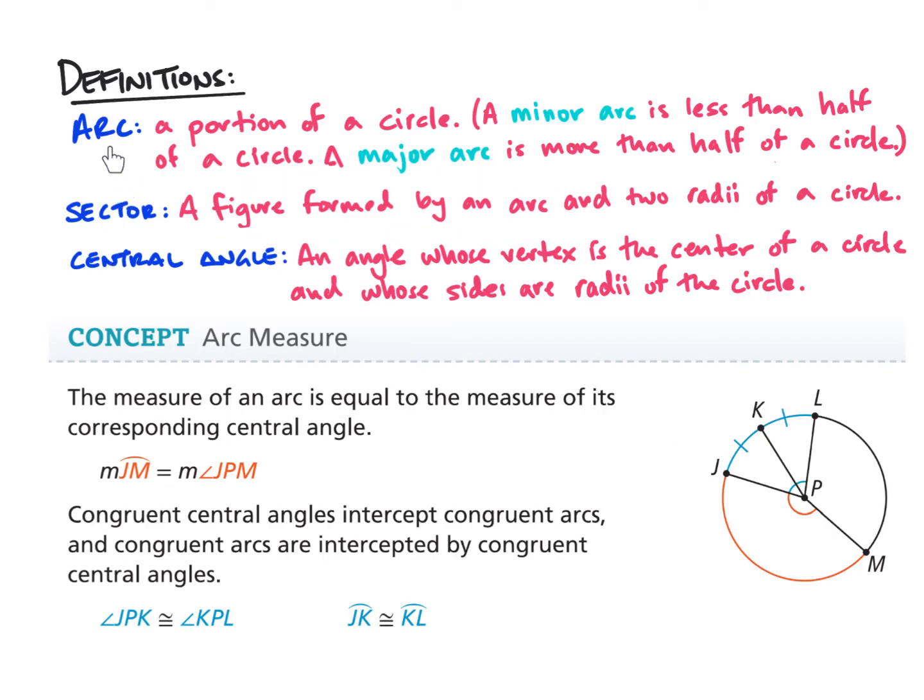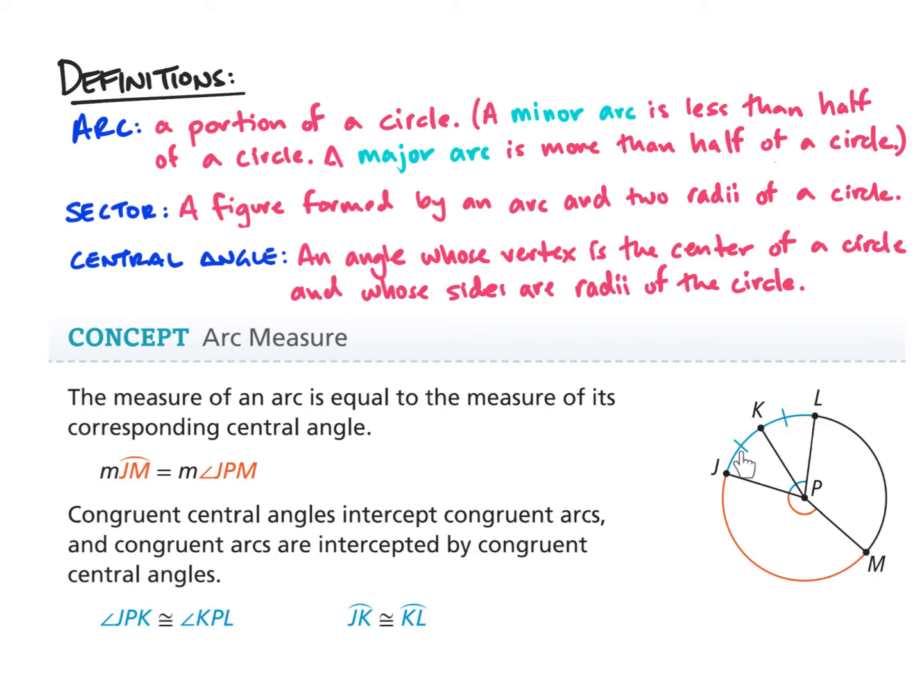So you can see here we got three definitions that you're going to need to know to start off with. What an arc is, what a sector is, and what a central angle is. So starting with an arc, it's pretty much just a portion of a circle. So if I look down here at this diagram, I can see that I have circle P here. Its center is P.